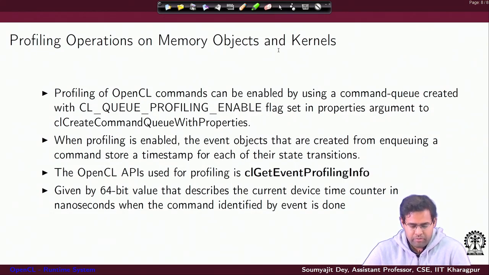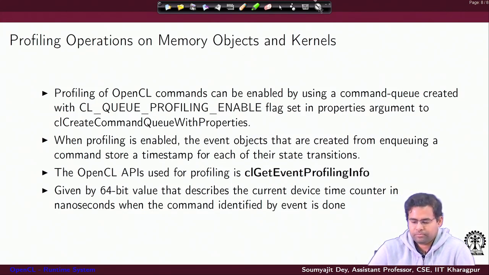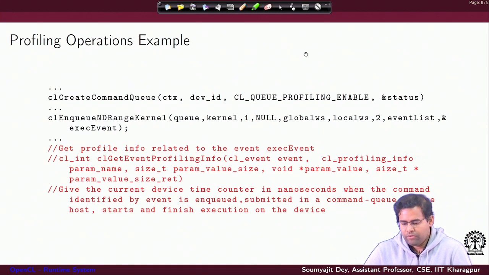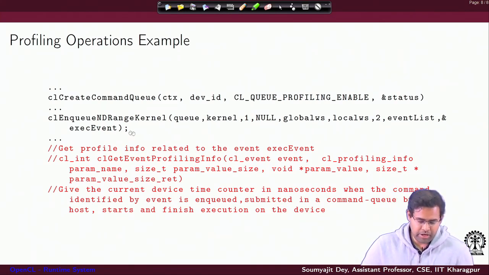This is given by a 64-bit value that describes the current device time counter in nanosecond resolution, so you can get to know when an event attains a specific status. Let us take an example. Suppose you have created a command queue and it is in profiling enabled mode. Now you are enqueuing a kernel in that queue, and that kernel has an event list, and you are attaching an exec event with that kernel.